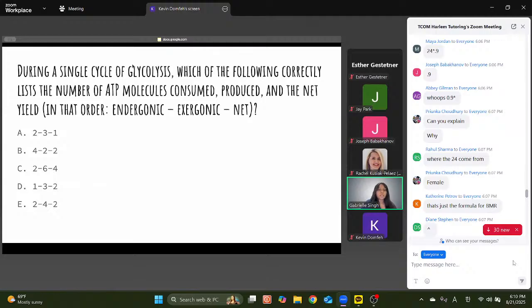Okay, during a single cycle of glycolysis, which of the following correctly lists the number of ATP molecules consumed, produced, and the net yield? So in that order: endergonic, exergonic, and net.